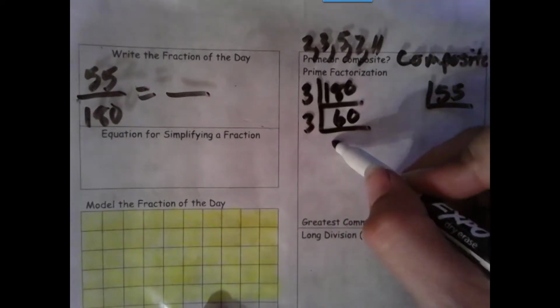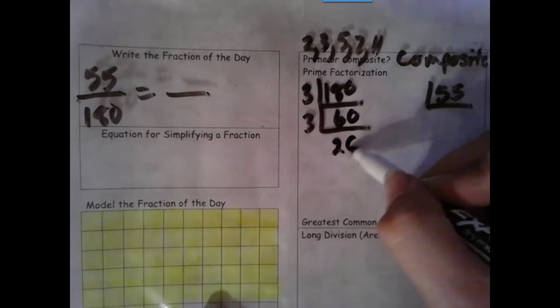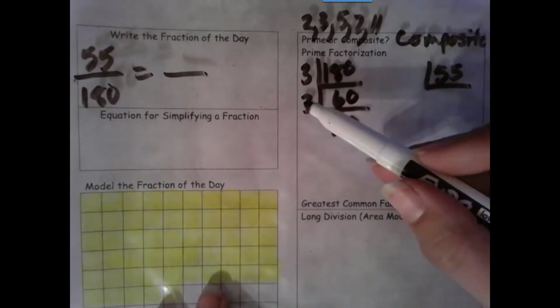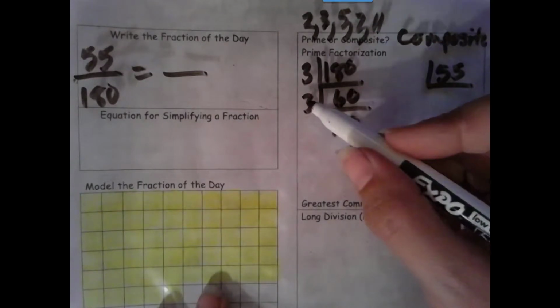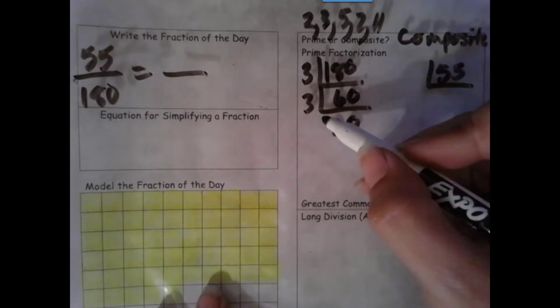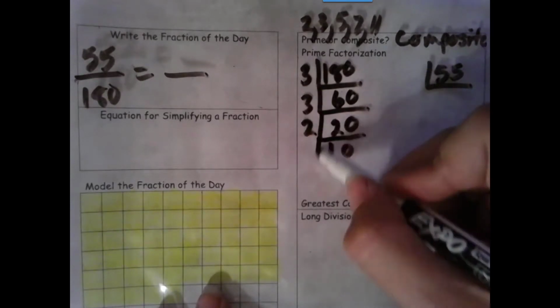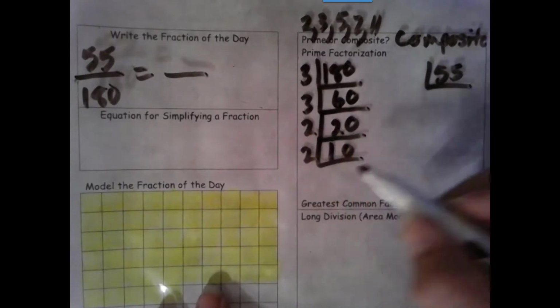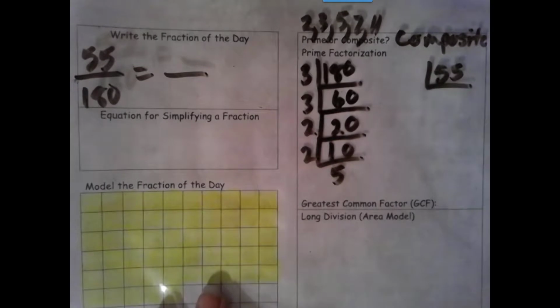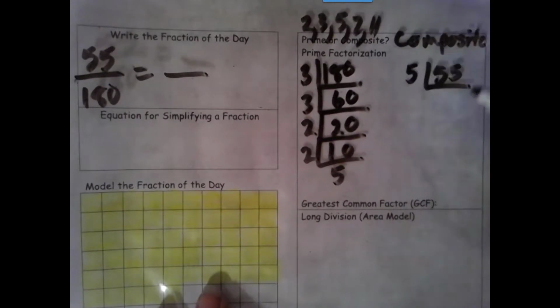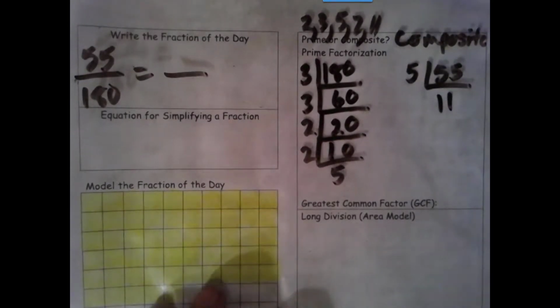I can get 2 groups, 2 tens times 3 is 60. So 20 groups of 3 out of 60. That is even, so I can divide by 2. That is even, so I can divide by 2. I get 5. 5 is prime, so I'm done. Now here, it ends in a 5, so I can do 5. I get 11. 11 is prime, so I'm done.